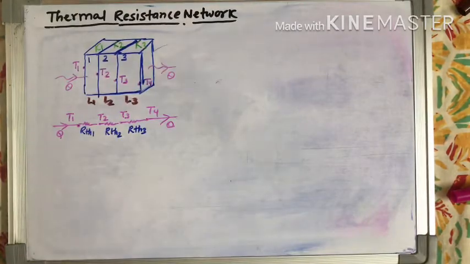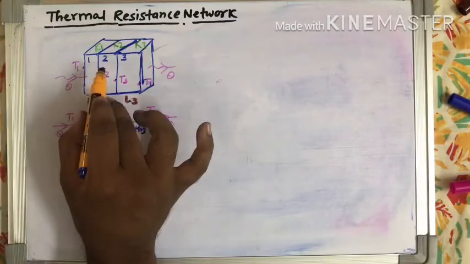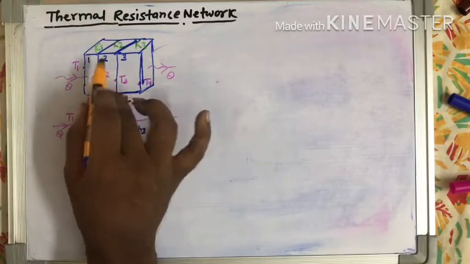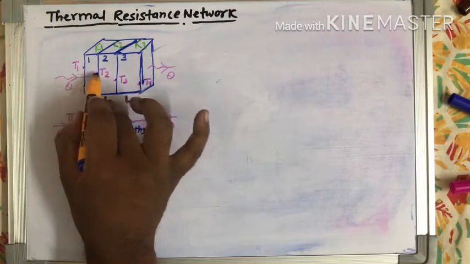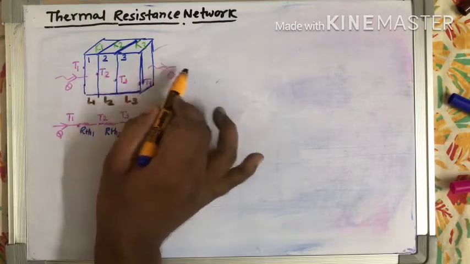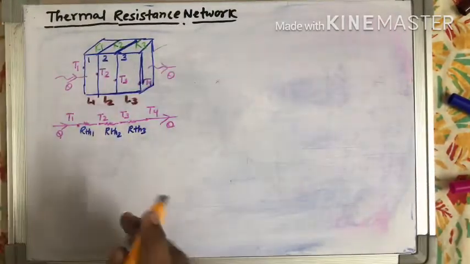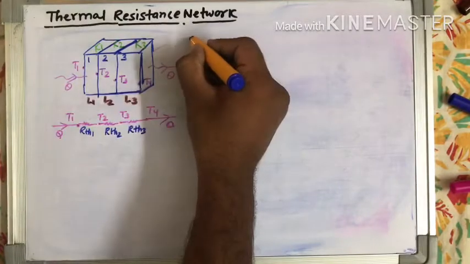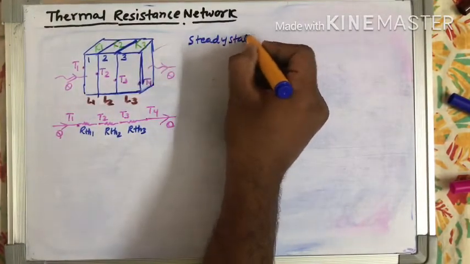One thing we have to understand is that heat is not changing within this wall. Meaning if Q is entering here, the same Q will go out here, and the same Q will leave the entire system, because we are assuming that it is a steady state. So it is our assumption right now.